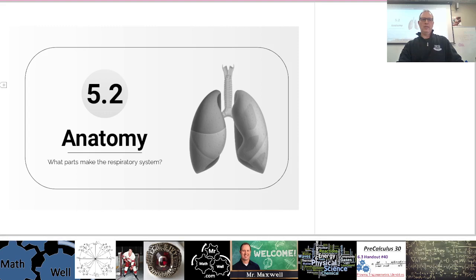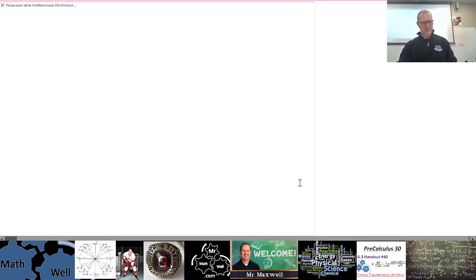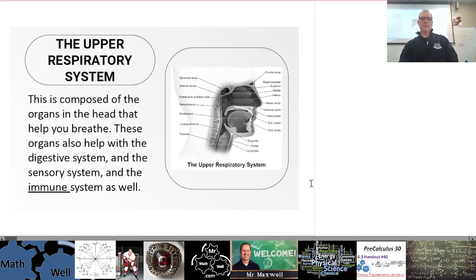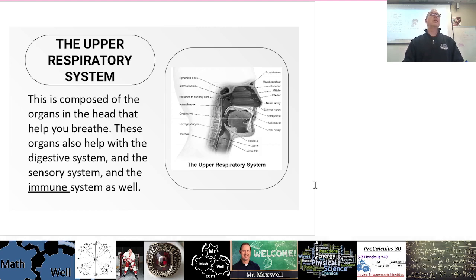All right, what is the anatomy of the respiratory system? The upper respiratory system is composed of the organs in the head that help you breathe. These organs also help with the digestive system, the sensory system, and the immune system as well.